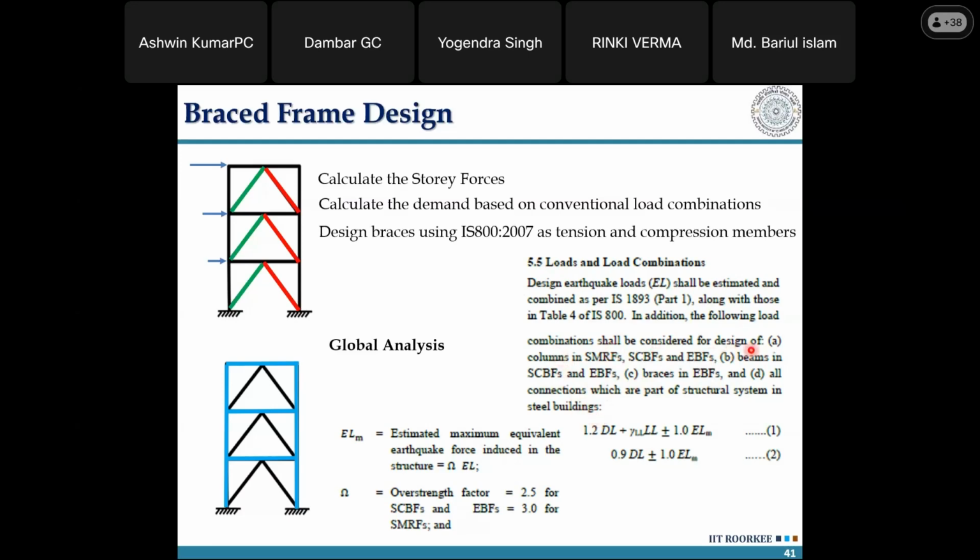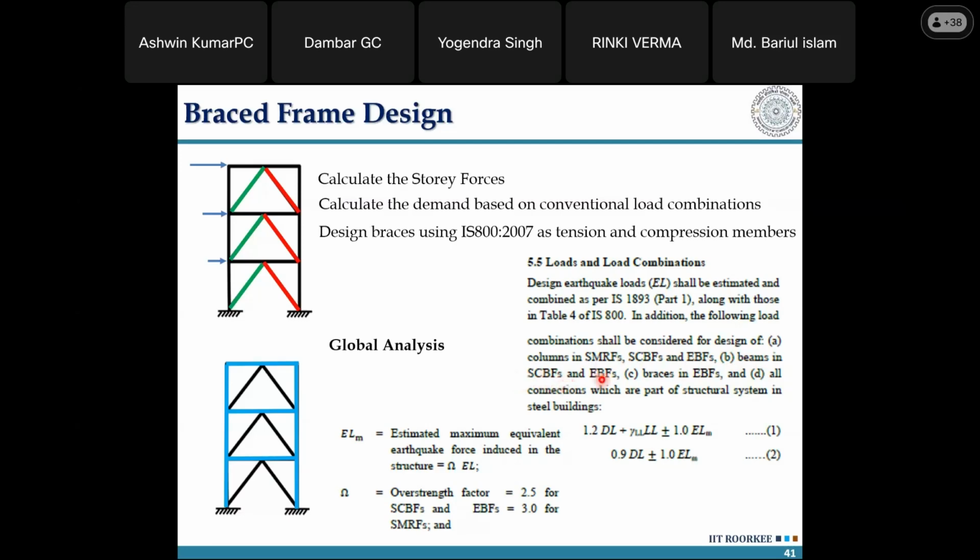So this particular sentence, if you read it carefully, points only towards the force controlled elements in different systems. It points to columns in moment frame, columns in SMRF. Columns of SCBF are also force controlled, EBF is also force controlled. Beams in SCBF are too, but it is missing the MRF, because in MRF the beams are deformation controlled elements.